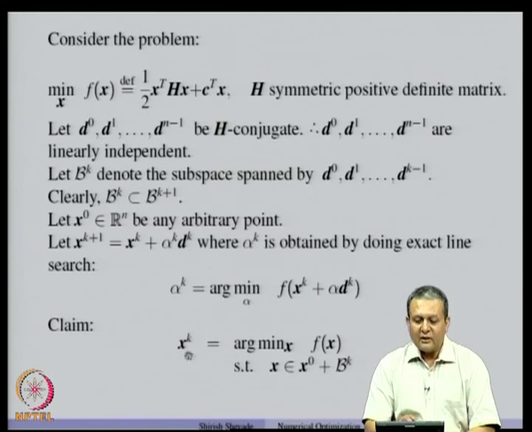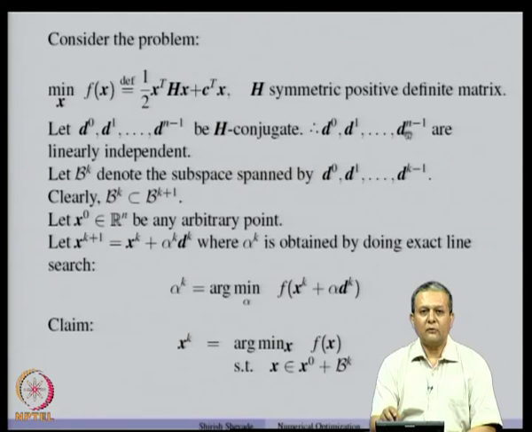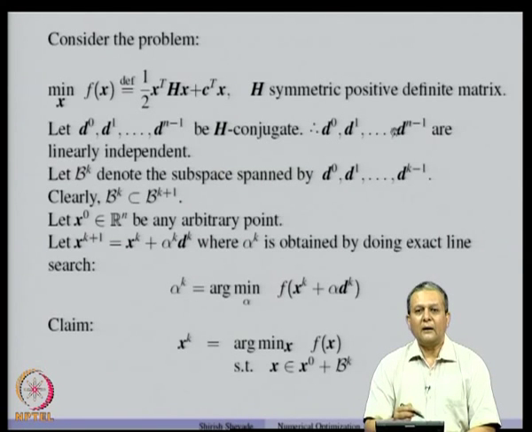So, what this result means is that if you search along the directions d0 to dn minus 1, which are H conjugate, and every time you do the exact line search, then after doing at the most n line searches, assuming that we have not reached the solution earlier, at the end of the nth line search we will have reached the solution.